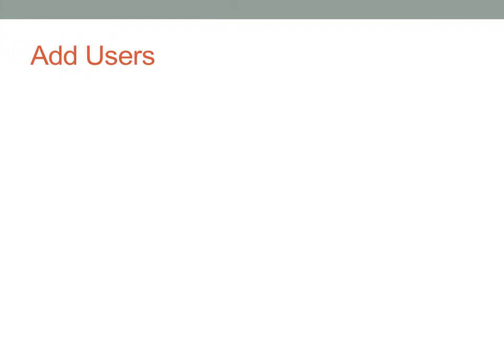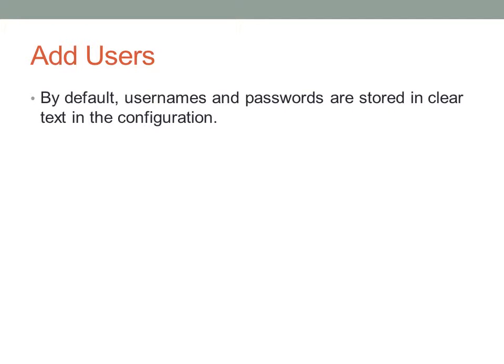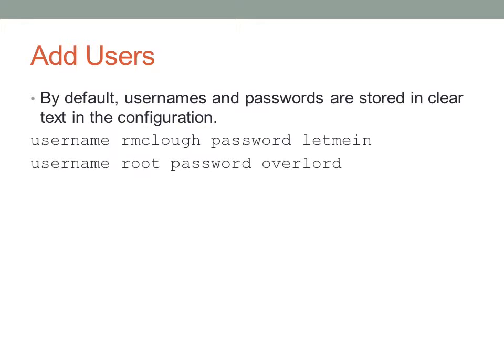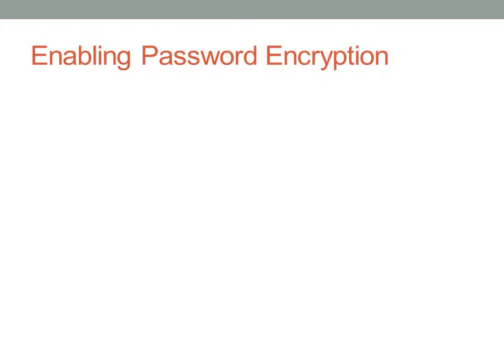Next, we'll need to add users to the local database. On Cisco IOS, this is done with the username command. By default, usernames and passwords are stored in clear text. This is a very, very bad idea. So we want to turn on service password encryption. So these are, again, the username and password commands. You can look at this here. I've given a few examples. There's one, there's another one.